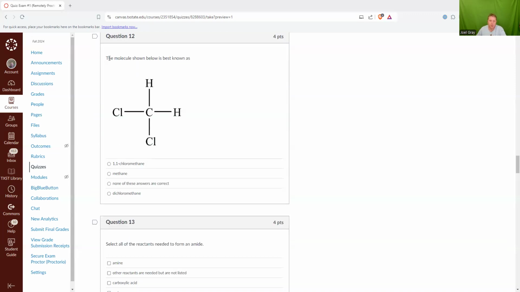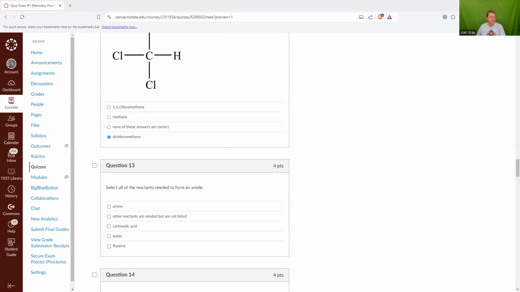Okay, the molecule shown below is best known as, we've got a couple of options. We've got A, 1,1-chloromethane, B, methane, C, none of these answers are correct. And then a fourth option, dichloromethane. The correct answer here is dichloromethane. Now, an attractive alternative option might be 1,1-chloromethane, but we don't need that 1,1 because both chlorines are on the single carbon. So we just say dichloromethane.